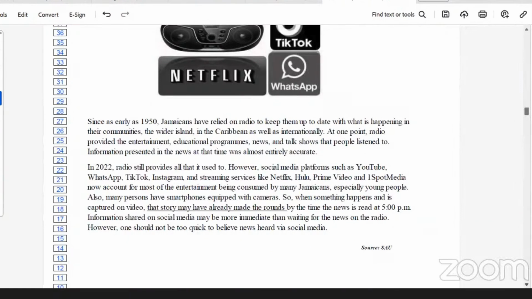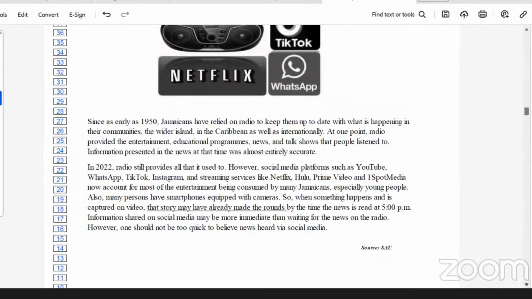Since as early as 1950, Jamaicans have relied on radio to keep them up to date with what is happening in their communities, the wider island, in the Caribbean, as well as internationally. At one point, radio provided the entertainment, educational programs, news, and talk shows that people listened to. Information presented in the news at that time was almost entirely accurate. In 2022, radio still provides all that it used to.